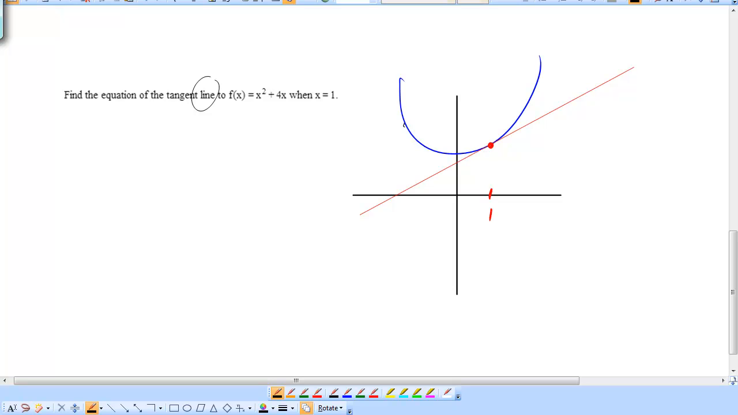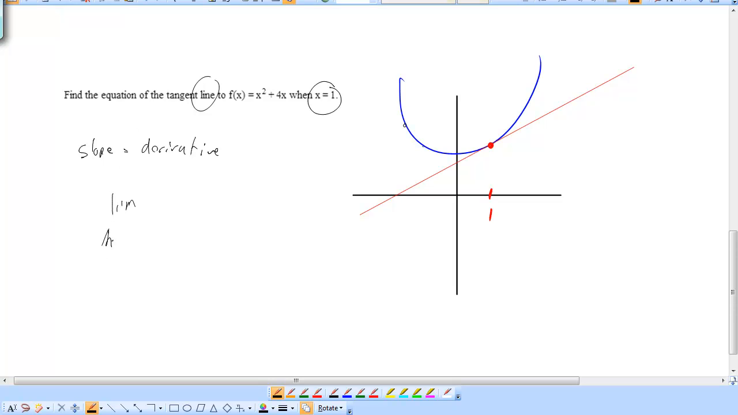It only touches at one point. So it hits it exactly at 1 comma whatever the value of this function is at 1, which we could get by substituting and evaluating f of 1, which would be 1 squared plus 4 times 1. Alright, so the first thing I want to find is my slope, which is my derivative. That's a calculus word for slope.